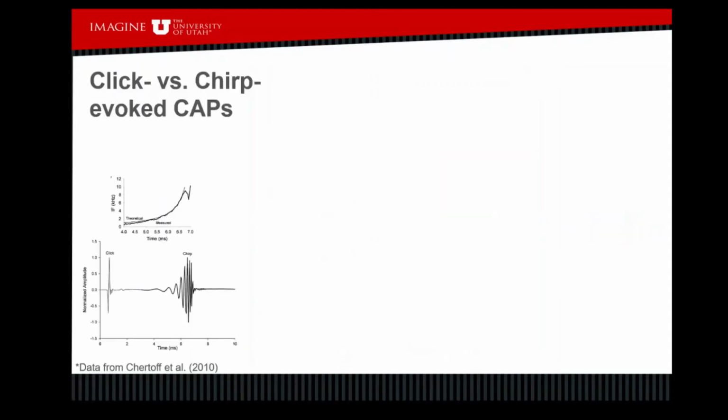Here we compare click versus chirp evoked CAPs. A click stimulus is expected to result in an asynchronous stimulation of the auditory nerve fibers in the cochlear base and apex due to the delay imposed by the traveling wave. Rising frequency chirps have been developed to account for this delay and to produce greater synchrony across fibers of differing CFs.